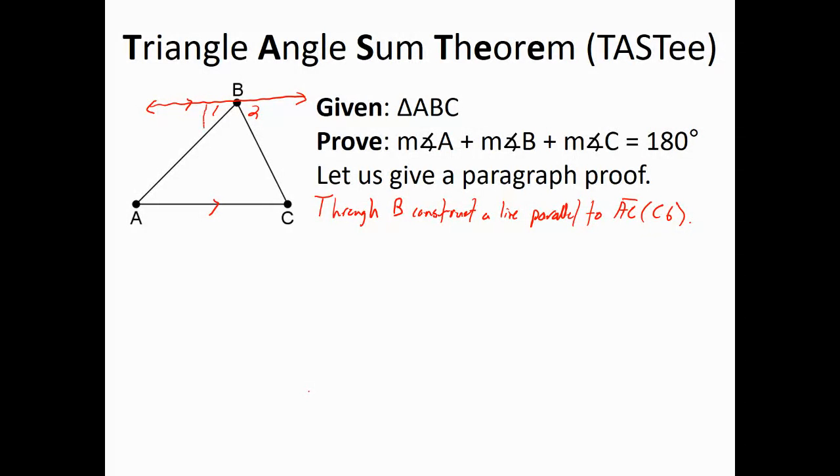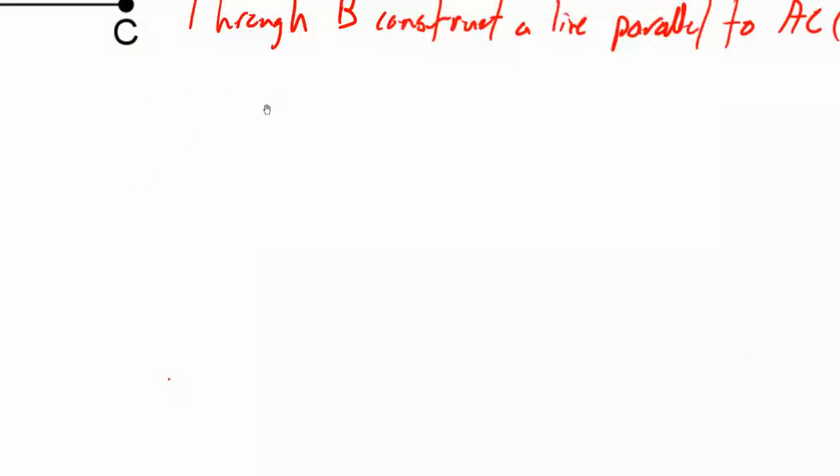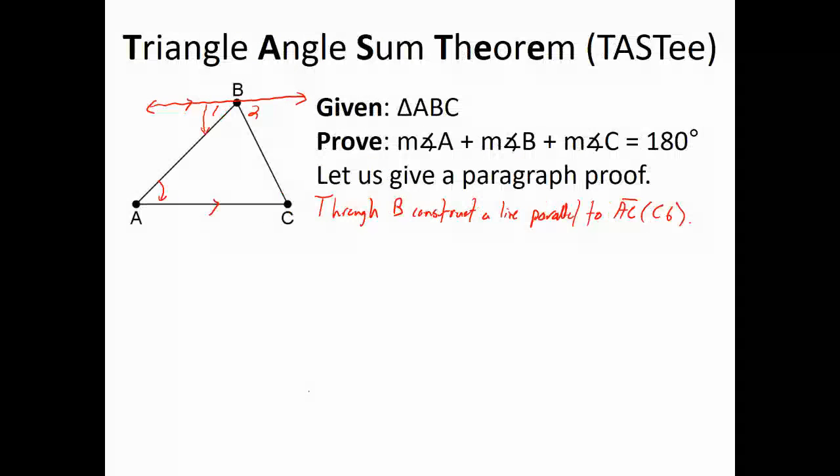So consider the relationship of angle 1 to angle A. Those are alternate interior. Consider the relationship of angle 2 to angle C. Those once again are alternate interior, but the lines are parallel. And we have the alternate interior angles consequence, which says that when lines are parallel, alternate interior angles are equal. Okay. So that means that those angles are equal. 1 is equal to A, 2 is equal to C.